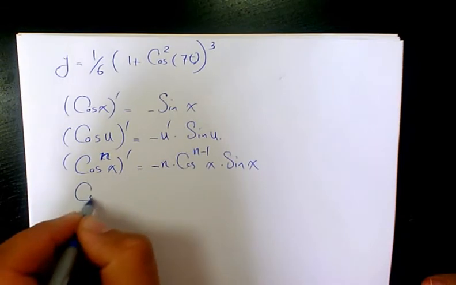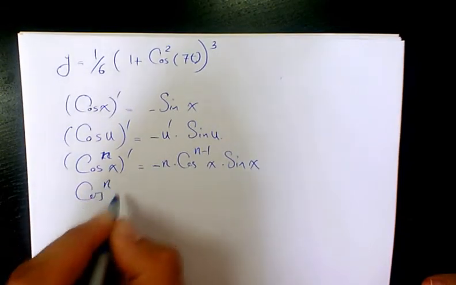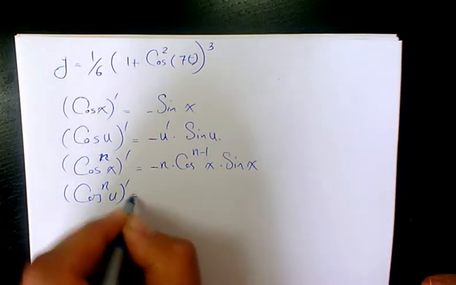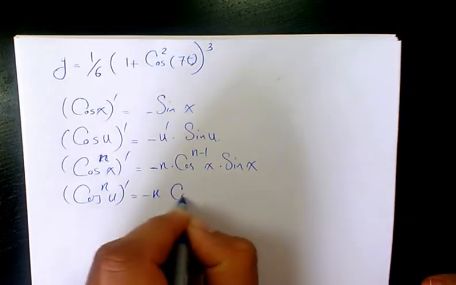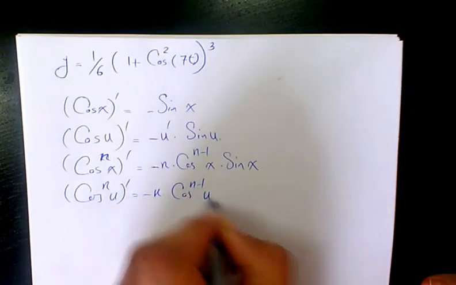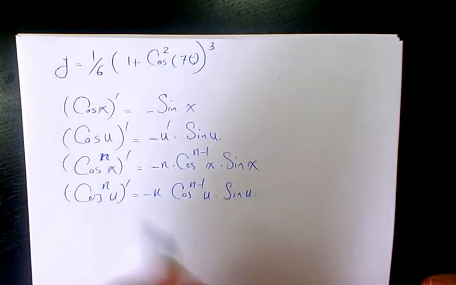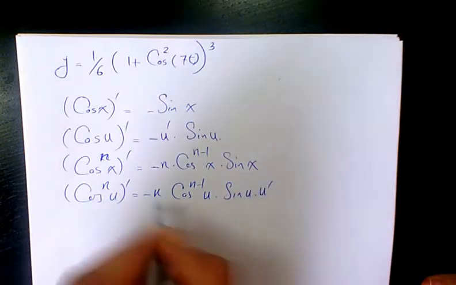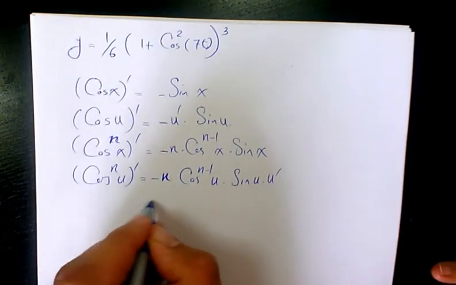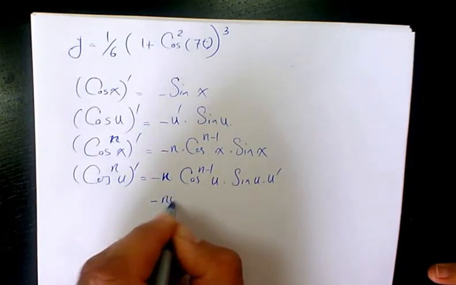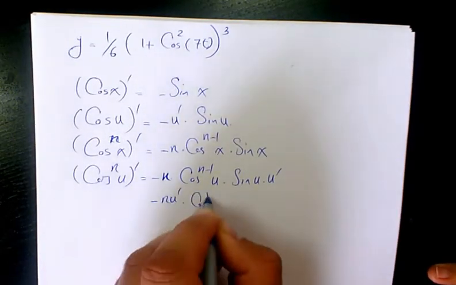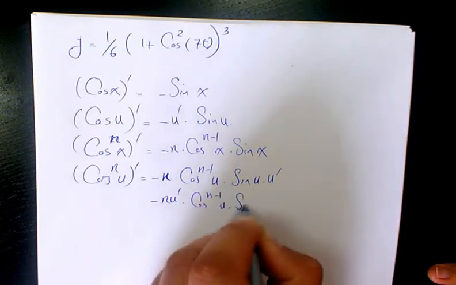And the derivative of cosine to the power of n of u is going to be negative n times cosine to the n minus 1 of u times sine u times u prime. Or you can say negative n u prime cosine to the n minus 1 of u times sine u.